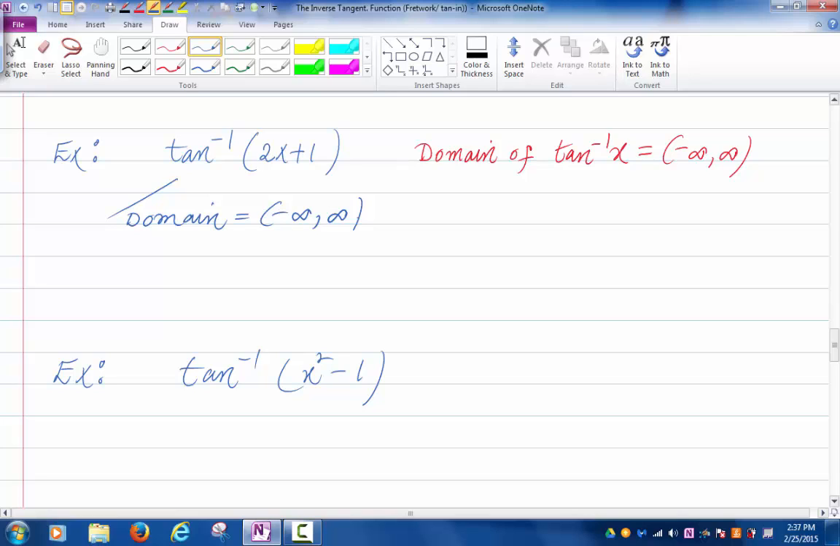How about if I have x squared minus 1? Instead of 2x plus 1, what if I have x squared minus 1? What's the domain here? Again, all real, because if x is any real number, then x squared minus 1 is just another real number, and you can apply tangent inverse to that. So there is no problem, so I get this.